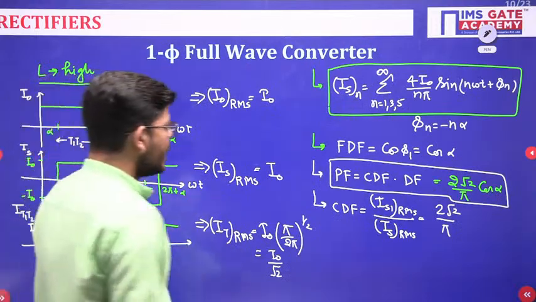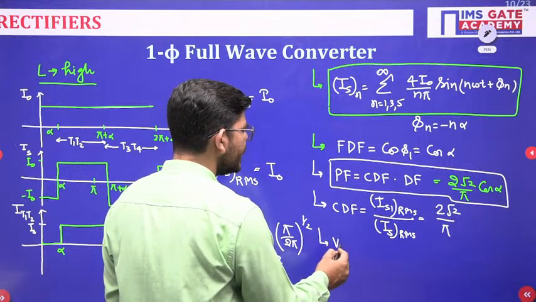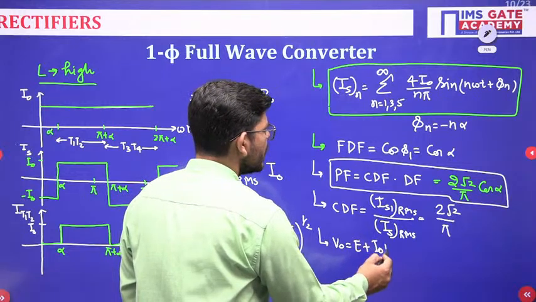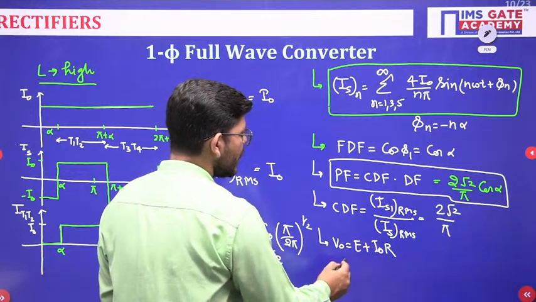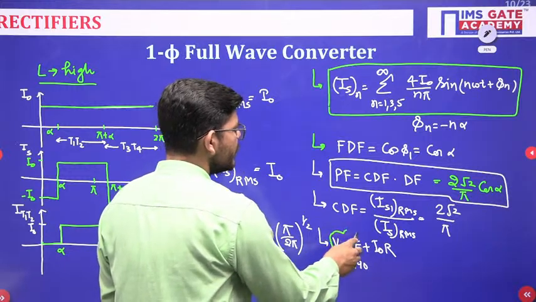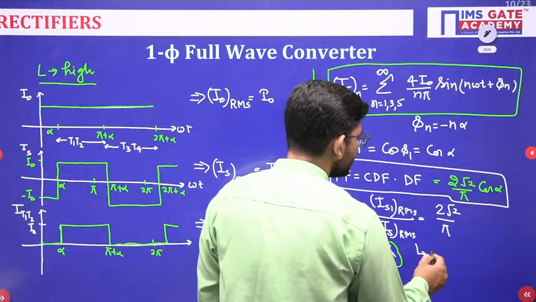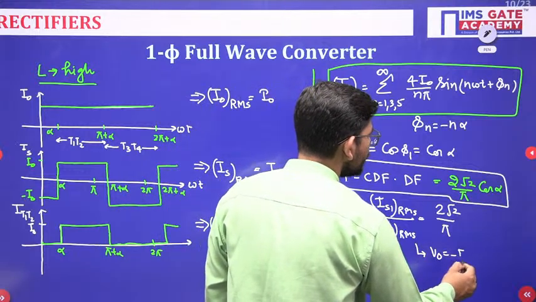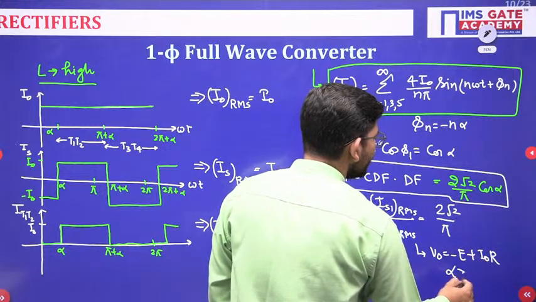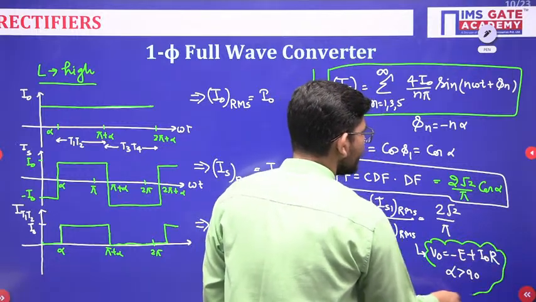And one more important thing that you should understand: the load side KVL. This will be V naught equals E plus I naught R, for alpha less than 90. So this will be your load side KVL. But the same expression will become V naught equals minus E plus I naught R when alpha is greater than 90.